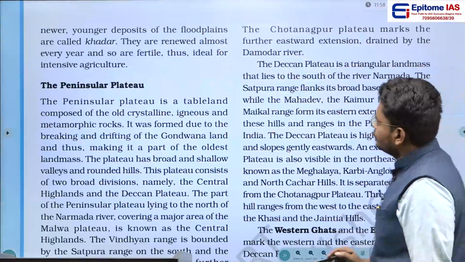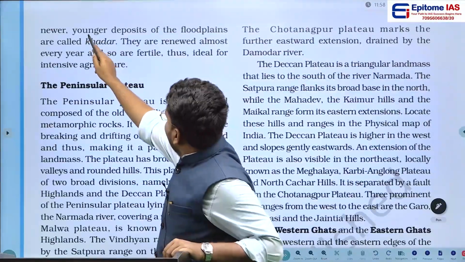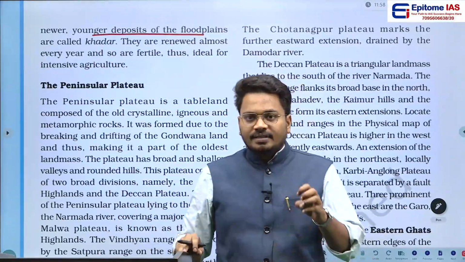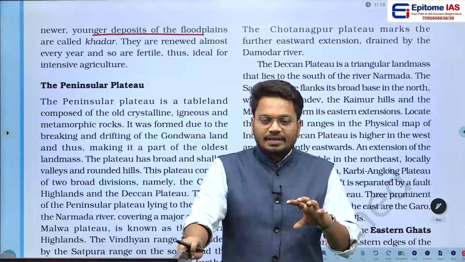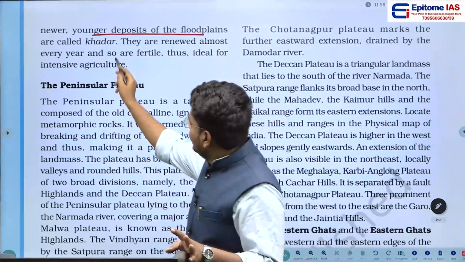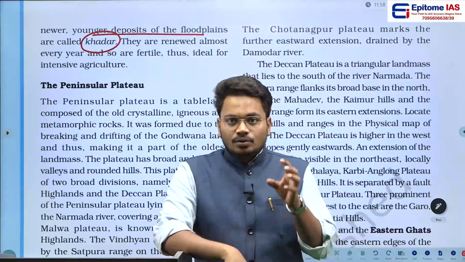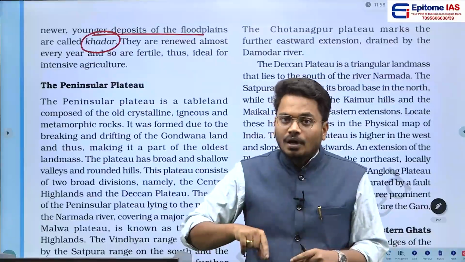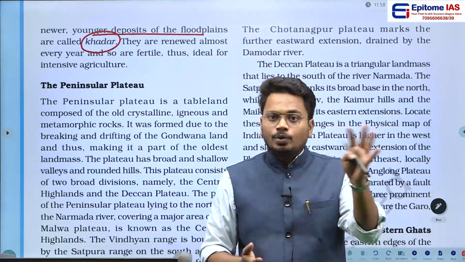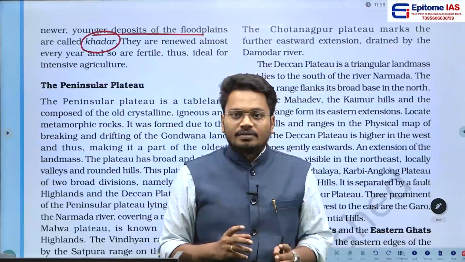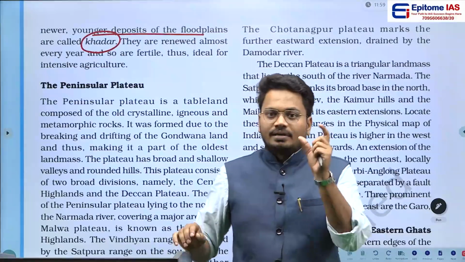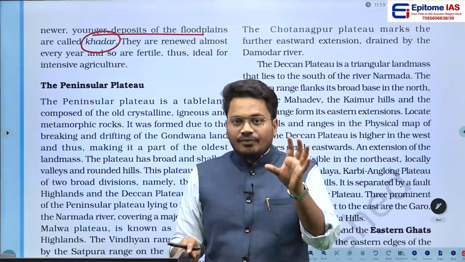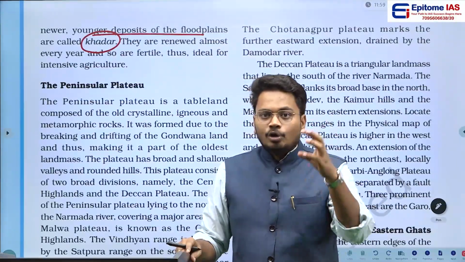Right. Now, the newer, younger deposits of floodplains are called khadar. Now, the point here is the fourth feature or the fourth section, it is called khadar. Now, what is meant by khadar? Khadar is nothing but those alluvial deposits which are newly formed or which are younger when compared to the other alluvial deposits. In simple terms, khadar is nothing but the area which contains the younger alluvial deposits.